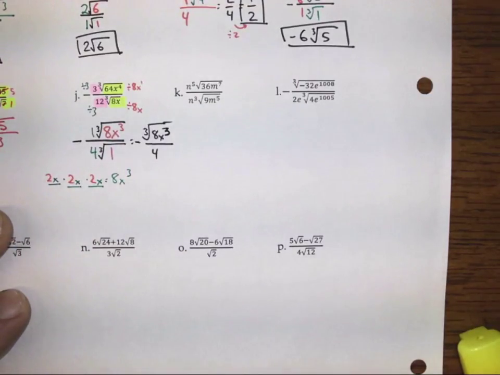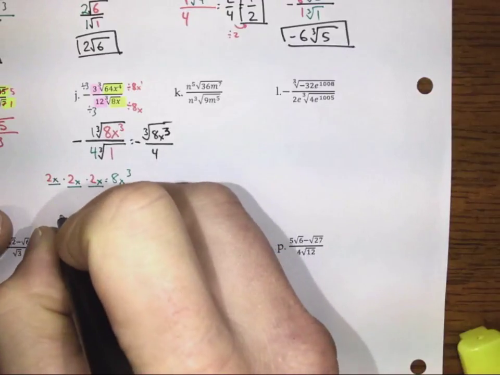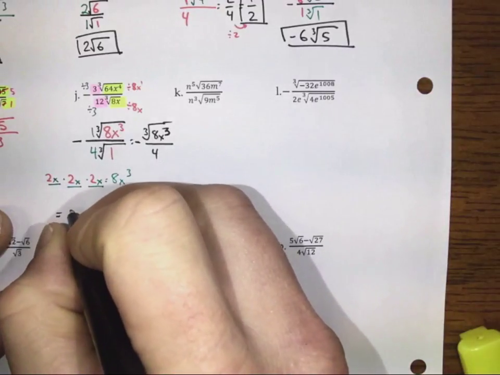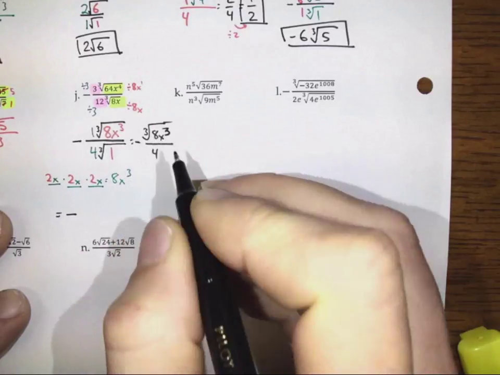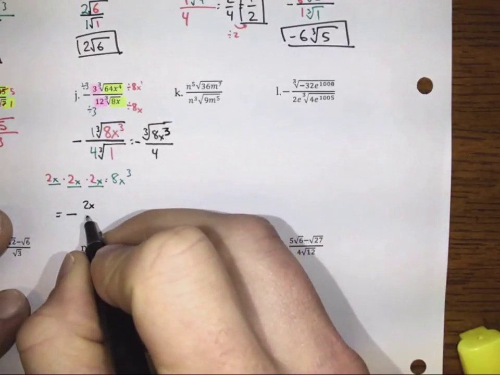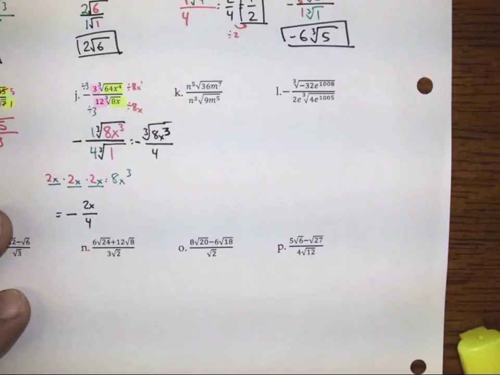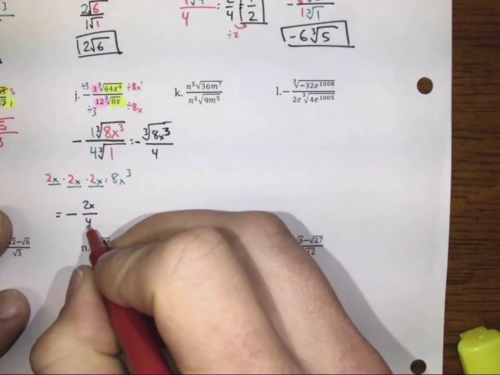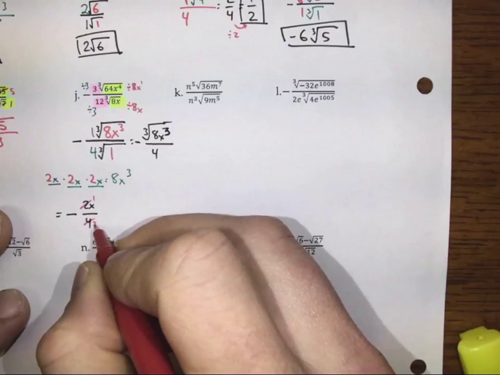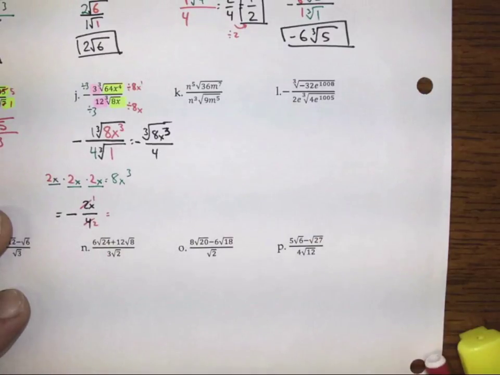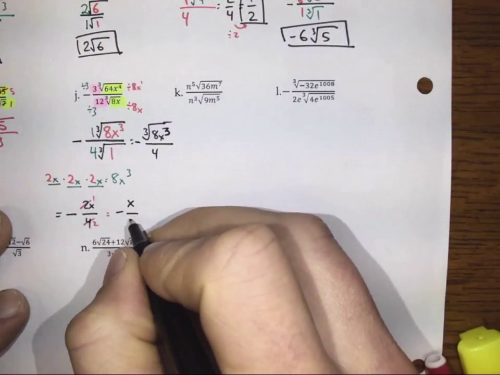So that whole top can really be rewritten as, well, the whole fraction is negative, and instead of cube root of 8x cubed, I'm really just going to write 2x, and on the bottom 4, and then say, well, I can simplify that fraction by dividing the top by 2 and the bottom by 2, and I get negative x over 2.